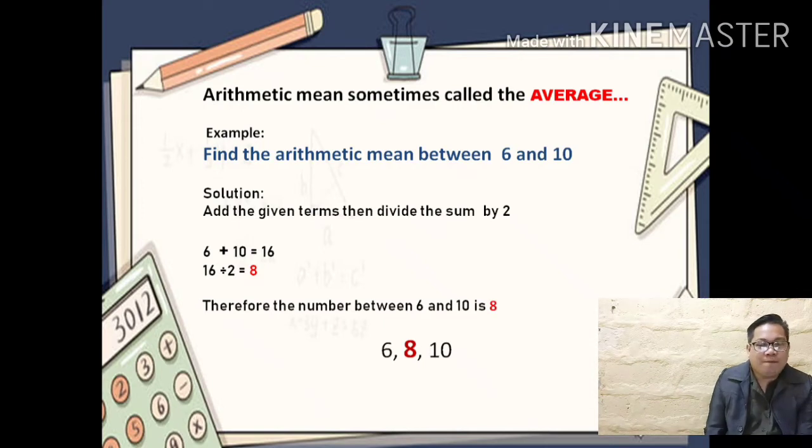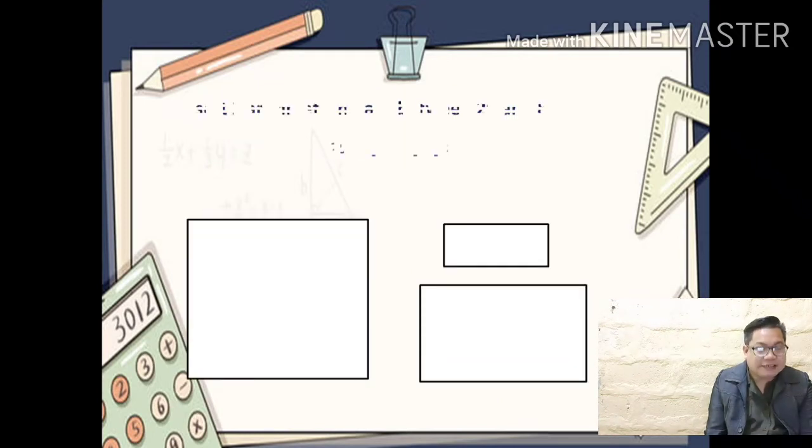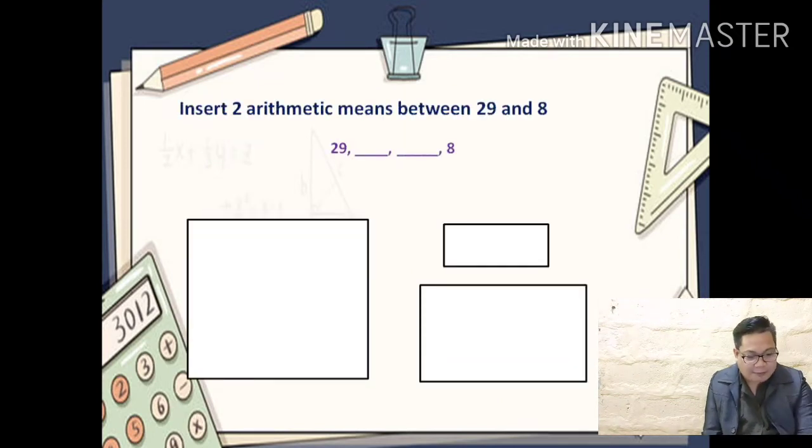Ayun. Ito yung pinakamabilis na paraan kapag isa lang ang hinahanap natin, or between two numbers na in-insert lang natin ay isang number. Paano naman kapag madami ang ini-insert natin na means? Halimbawa, insert two arithmetic means between 29 and 8. Ayan. So we have 29, dalawang i-insert natin, then the last term is 8.